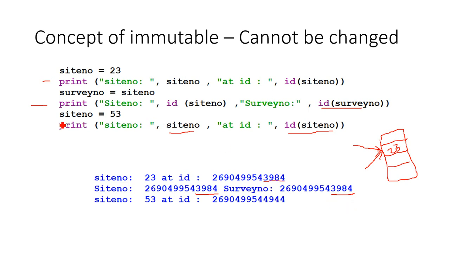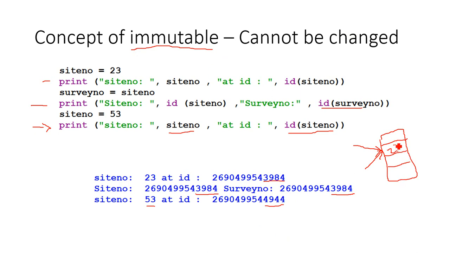After that we modified the site number to 53. After modifying, let us check the values of the site number and the ID of the site number. We can see that the site number is changed to 53, and the memory address has changed to some other new value, but the survey number is still holding the value at 3984. Got it? Why is this happening? It is happening for only one reason: the integer data type is immutable.